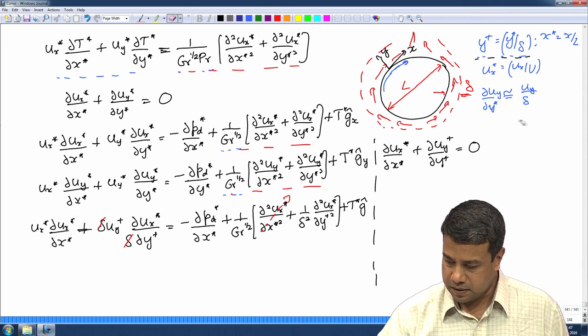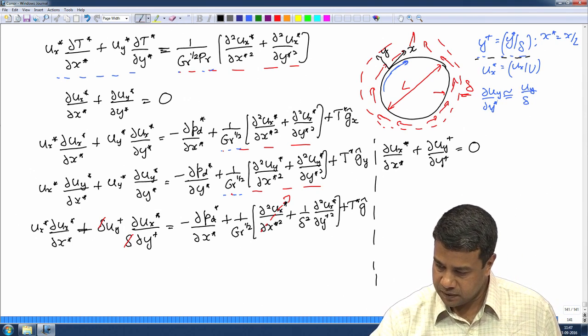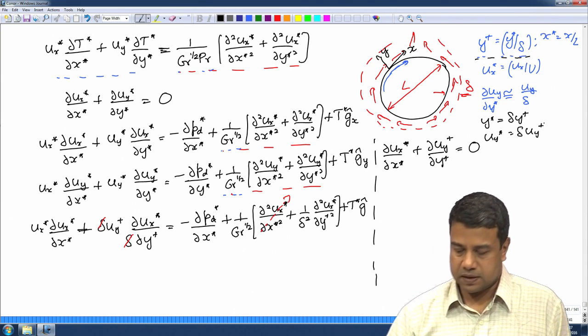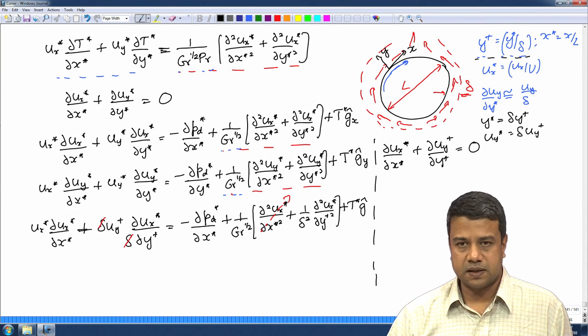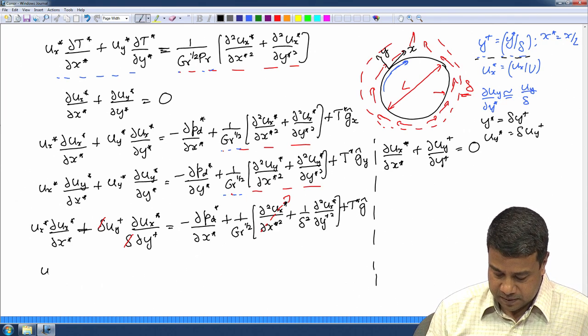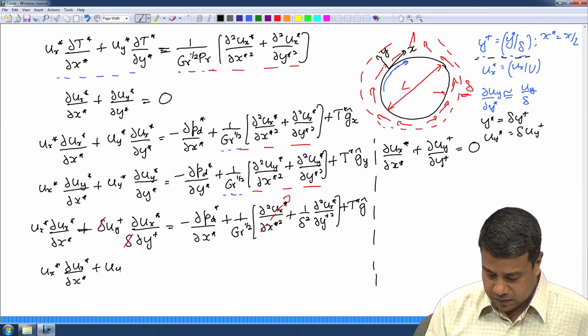I should rewrite this here. y star is equal to delta y plus and uy star is equal to delta into uy plus. So, those are the conversions. y star is order delta and uy star is also order delta. So, therefore, the mass conservation equation becomes ux partial ux by partial x, plus uy plus partial ux star.